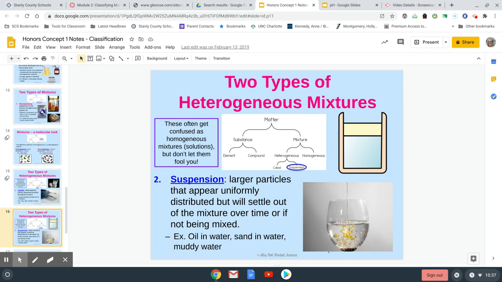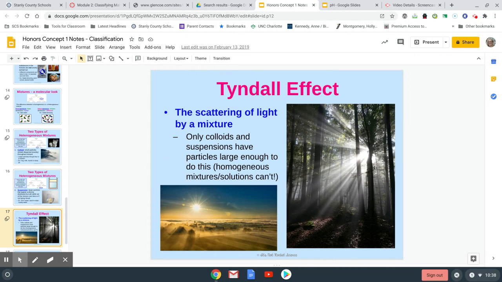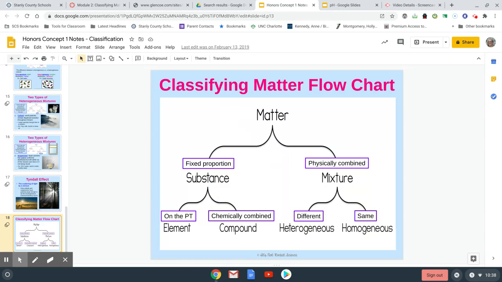Suspensions are the ones where you're going to have things suspended, and a lot of times they will settle out over time. They're not going to stay mixed. So oil and water, sand and water, your muddy water, those are a type of heterogeneous mixture. The Tyndall effect was what I was talking about with colloids. It's sort of the scattering of light. So the particles are large enough that the light will kind of bounce off of it and scatter. So the Tyndall effect is with colloids.